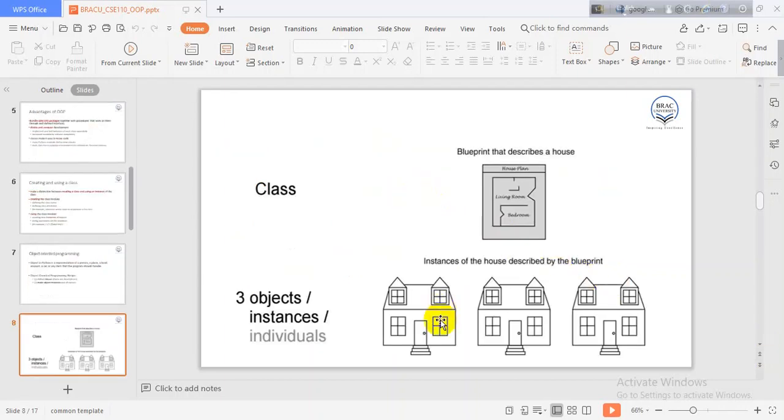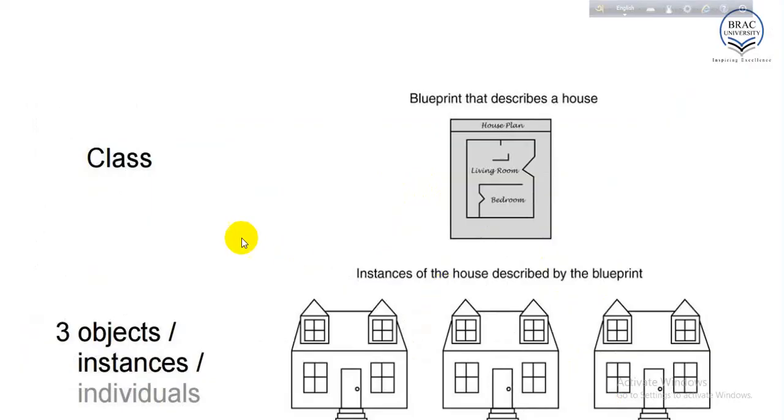Let us look at this one. The class is literally a blueprint, and the objects are instances. For example, this is the blueprint of a house, and here we can find that this is the house plan, and this is the living room, here is the bedroom. And various developers or various house builders can build instances. So using the same blueprint, they are creating three different instances or three different objects.